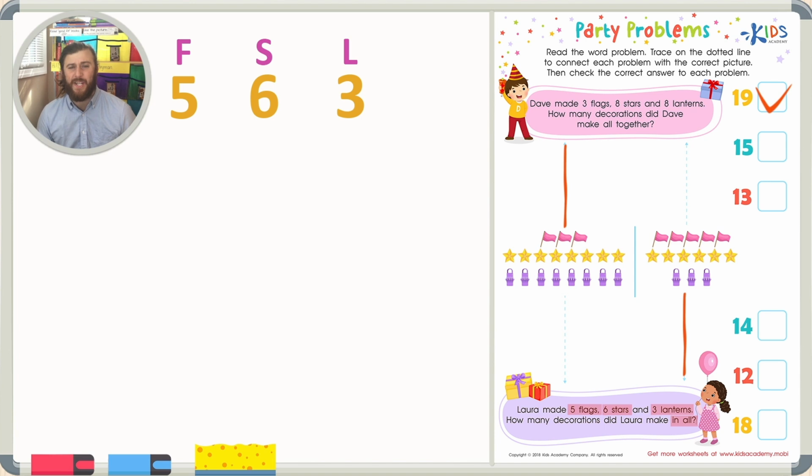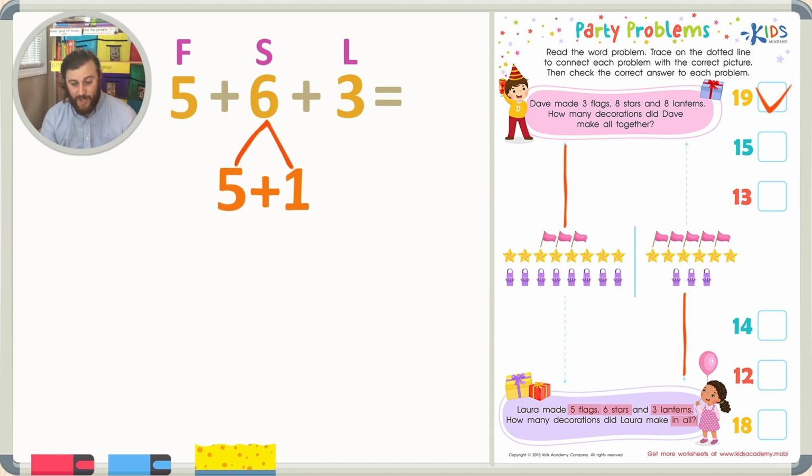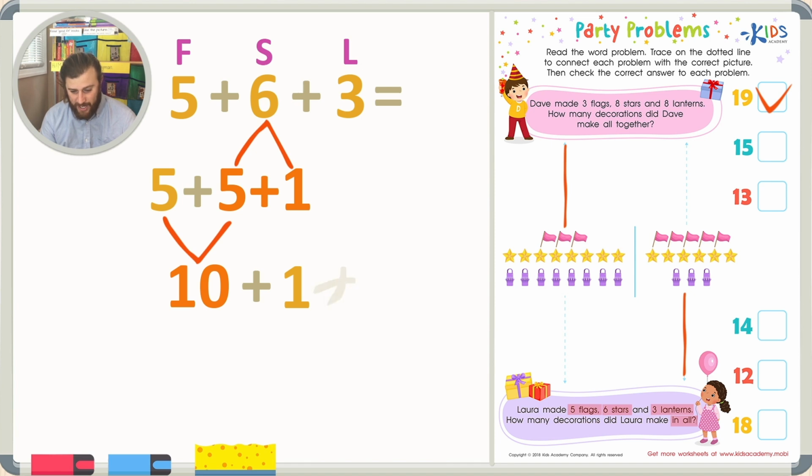Now, we have to figure out how many decorations she made in all. So we're going to have to add 5 plus 6 plus 3 to find out the total. Again, the commutative property says we can add in any order we want. So for me, I'd just like to add 5 plus 6 to get started. I know that another way to say 6 is 5 plus 1. So really the first thing I can do is just add 5 plus 5. And 5 plus 5 is 10. What I have left is plus 1, because I got that from 6, and then plus 3.